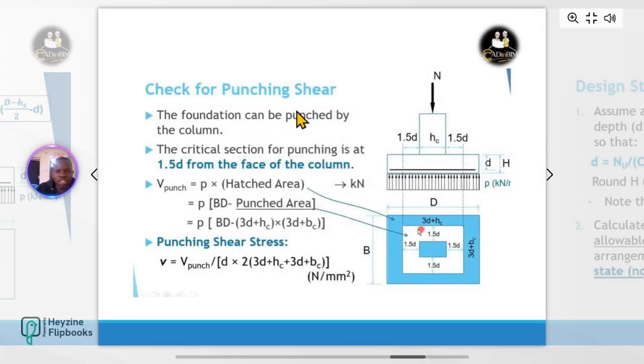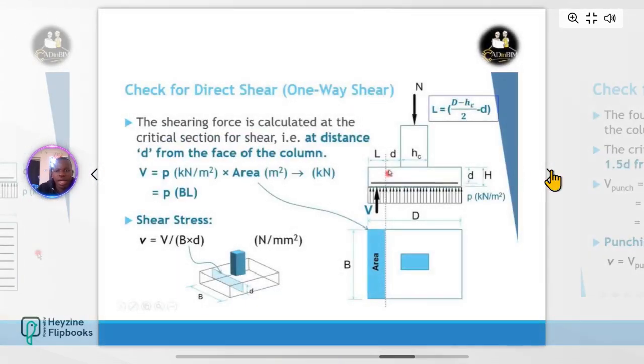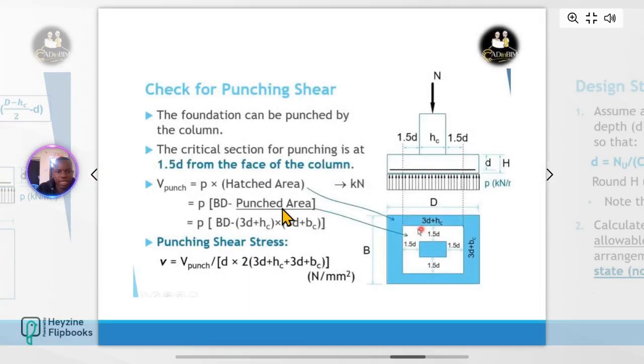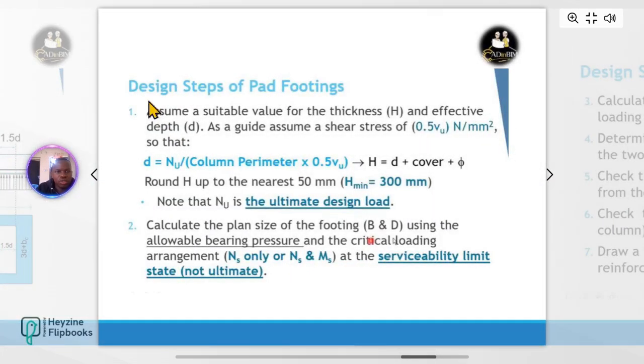Checking for punching shear is almost the same as checking for direct shear, and this is the formula that you calculate. It is self-explanatory, all formulas are here, and everything is illustrated as you can see. So having said that, let's proceed to the design steps for pad footings.